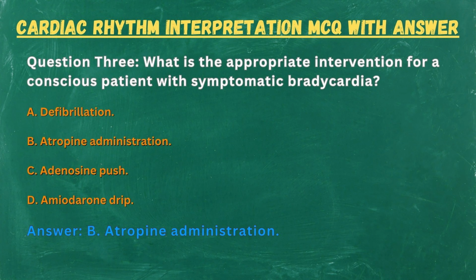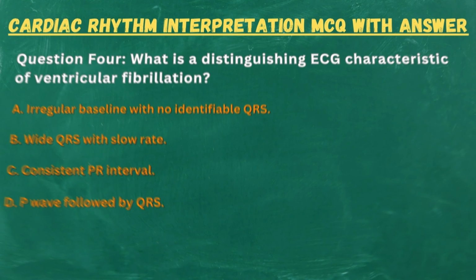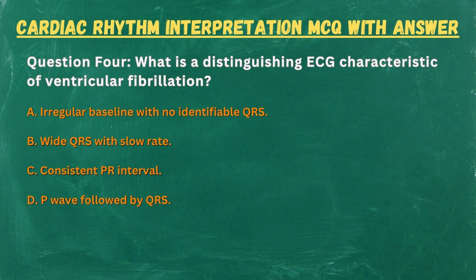Answer: B. Atropine administration. Question 4. What is a distinguishing ECG characteristic of ventricular fibrillation? A. Irregular baseline with no identifiable QRS. B. Wide QRS with slow rate. C. Consistent PR interval. D. P wave followed by QRS.